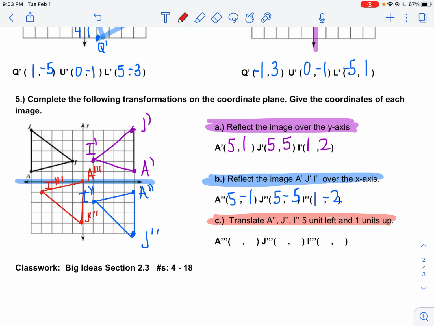So A triple prime is actually at the origin 0, 0. J triple prime is just down on Y, so X gets a 0, and Y is -4. And then I triple prime goes left, so 1, 2, 3, 4, -4, and -1. And so you should have 4 images, 3 of which you drew in yourself.